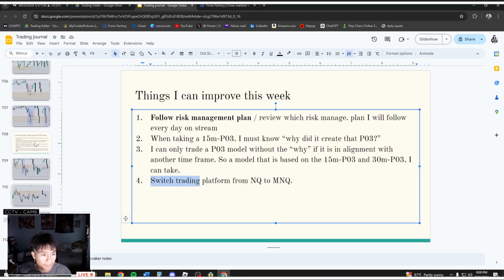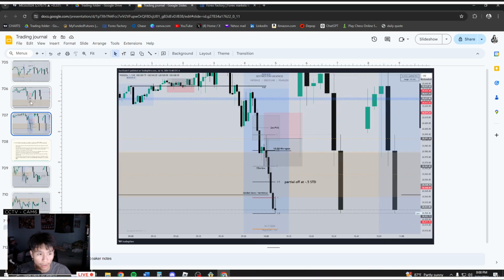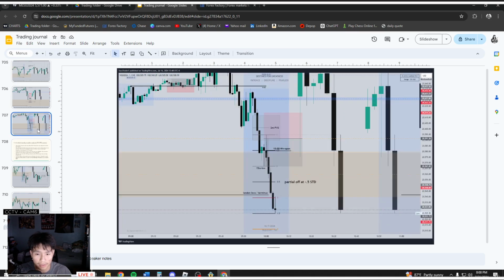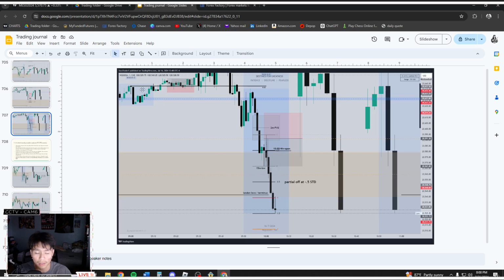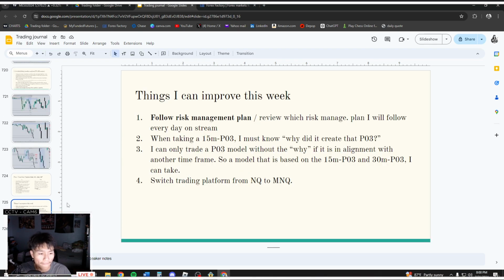Because one of the trades that I missed this week actually was this one, where my setup did appear, but I couldn't get into the trade because I was looking on the NQ chart and not the MNQ chart, and by the time that I was able to switch over to the MNQ charts, price had already moved away from my entry and taken out my objective. So yeah, I already did all of that, so we're good.